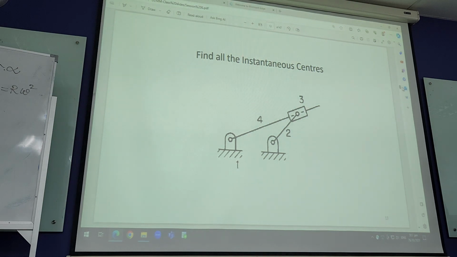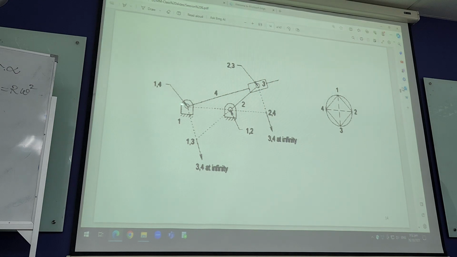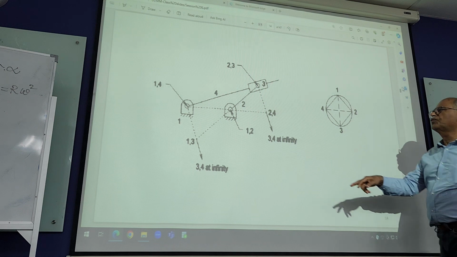1, 3. 1, 3 is downwards. Then you have the extended boundary, then the intersection point. So you have 1, 4, 1, 2. This is rather easy because you have 1, 4 here, 2, 3 here, and 2, 4 will be at infinity. So this is 1, 2. This is 1, 4. So 1, 4, 1, 2. Then 2, 4 will be on this line.